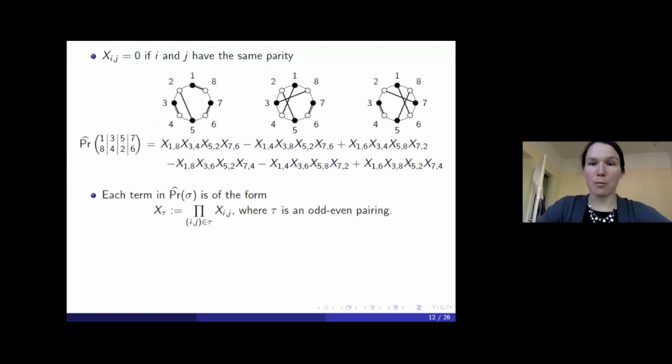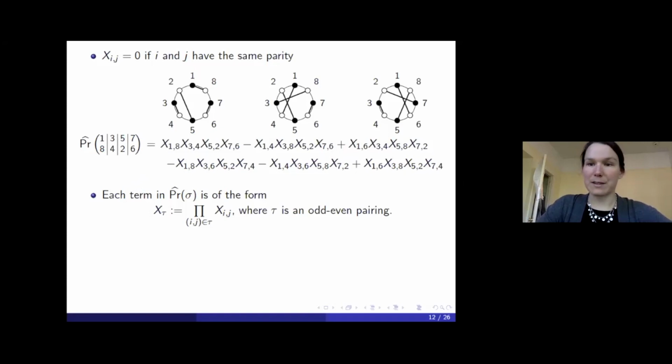Another thing I want to point out about their polynomials is that each term corresponds to an odd-even pairing. What I mean by that is each monomial is a product of xij's, where each ij is a pair in some odd-even pairing. Although we're only interested in the probability that a double dimer configuration has a particular planar pairing, the terms that show up in these polynomials correspond to general odd-even pairings.